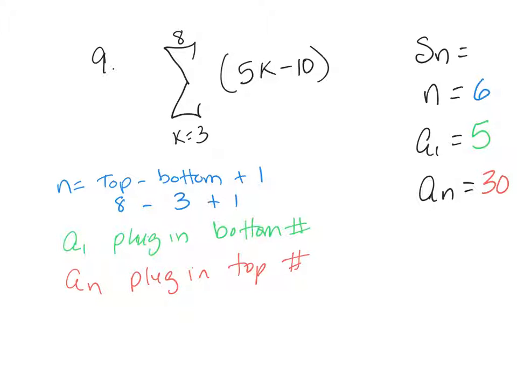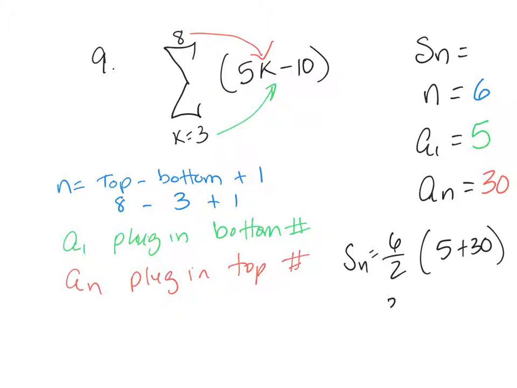Now we're ready to put it in the formula, right? So now we can find the sum. We have everything we need. We have 6 over 2 times 5 plus 30. So it's 3 times 35, which is 105, and that is the sum.